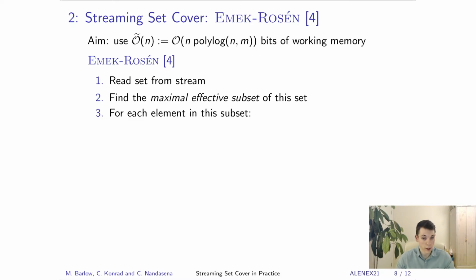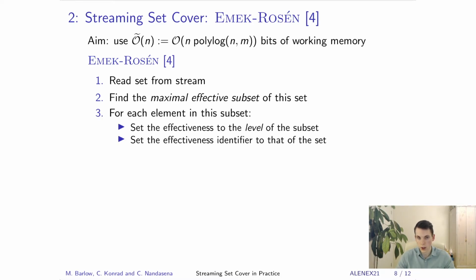For each element in this effective subset, we set the effectiveness to the level of the subset, and we set the effectiveness identifier to that of the set. So we're essentially saying that element is covered by that set. And we repeat this process until the stream terminates. One final thing here: instead of returning a cover, we return what Emek and Rosén called a cover certificate, and this is a mapping from universe elements to the sets which cover them. As I said, this algorithm is really simple to implement, but it's quite hard to explain, so I'll run through a quick example now.